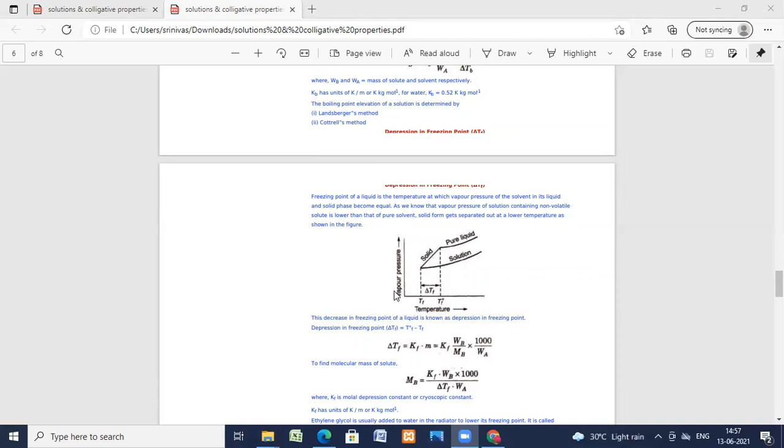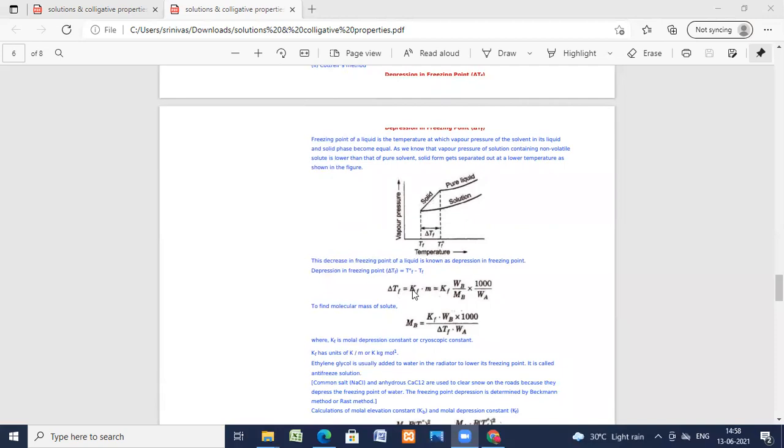I've drawn the graph with the y-axis and x-axis. Here, this is the temperature and this is the vapor pressure. For the pure solvent, this is the boiling temperature here. For the pure solvent freezing, it's coming down, and the freezing temperature is here. After addition of some solute, it becomes a solution, its vapor pressure decreases, and the freezing temperature is from here still decreased, that is Tf. So T naught f minus Tf is the depression in freezing temperature.